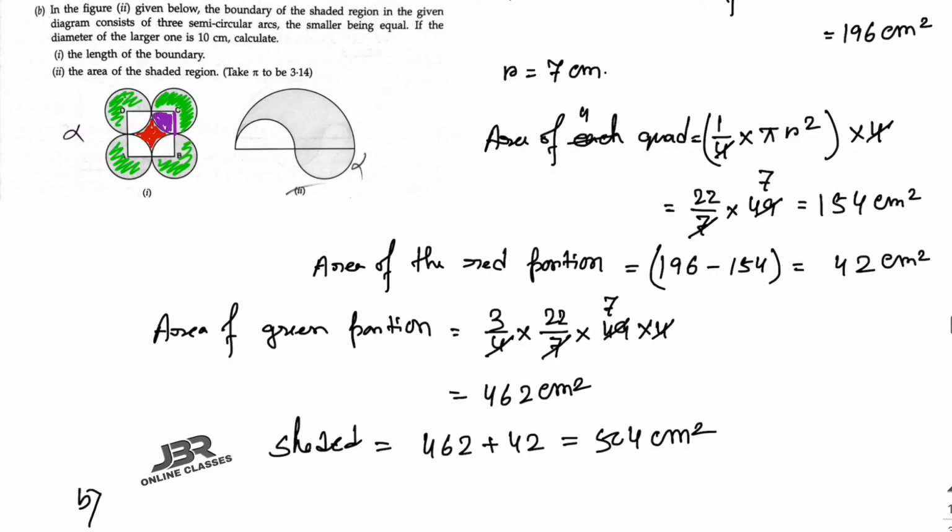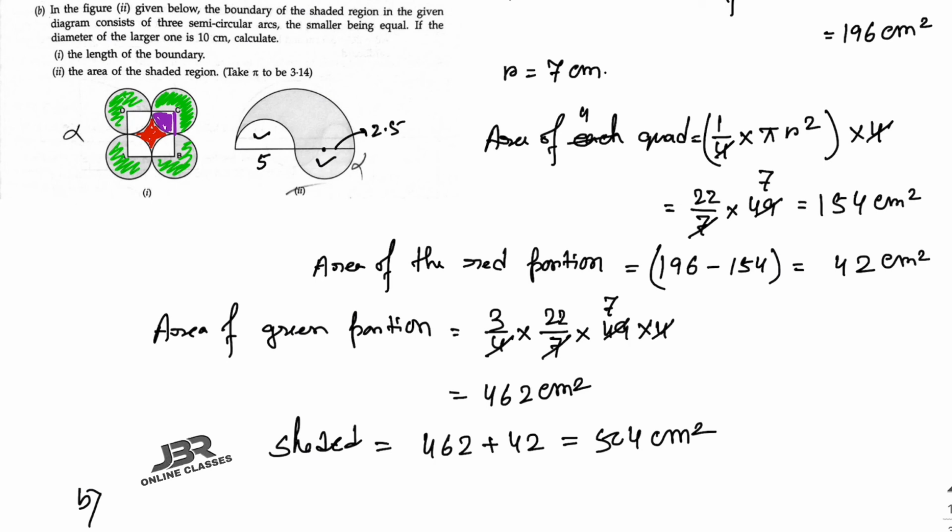Now the next one, number 2. In the figure given below, the boundary of the shaded region consists of three semicircular arcs, the smaller being equal. That means this one is equal to this one. If the diameter of the larger one is 10 centimeters, so definitely this one is 5 centimeters and this one is 5 centimeters. So the radius of the smaller one is 2.5 centimeters. The radius of the bigger one is 5 centimeters, the radius of the smaller one is 2.5 centimeters.